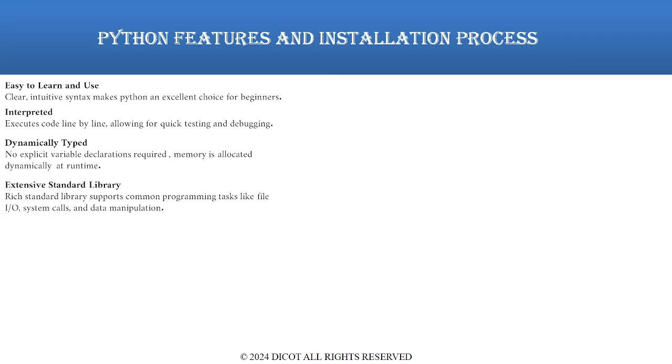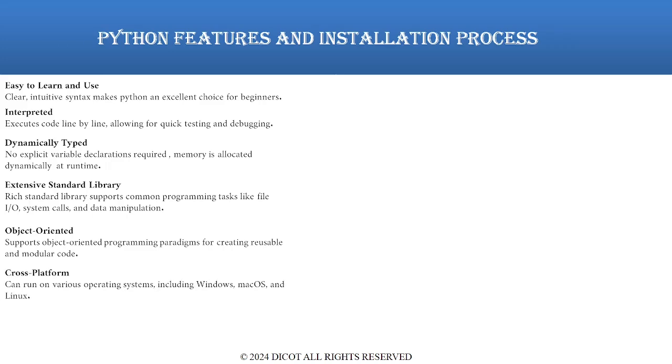Extensive standard library: the rich standard library supports common programming tasks like file I/O, system calls, and data manipulation. Object-oriented: supports object-oriented programming paradigms for creating reusable and modular code. Cross-platform: can run on various operating systems, including Windows, macOS, and Linux. Community and ecosystem: a large, active community with a vast ecosystem of libraries, frameworks, and tools.